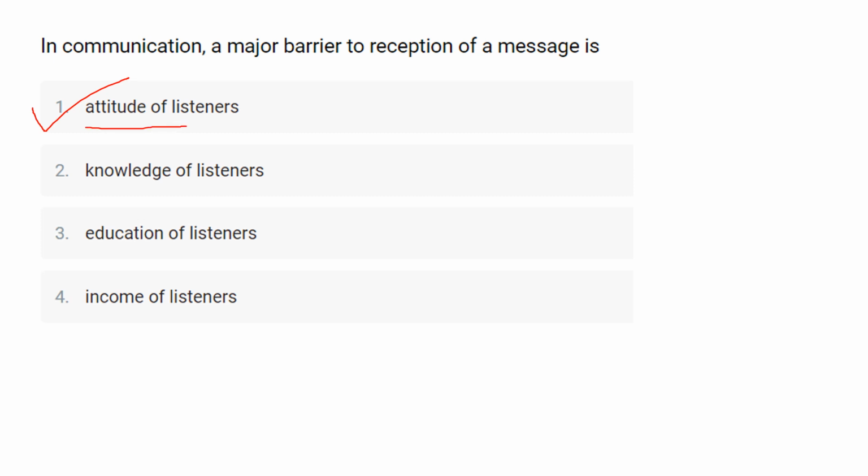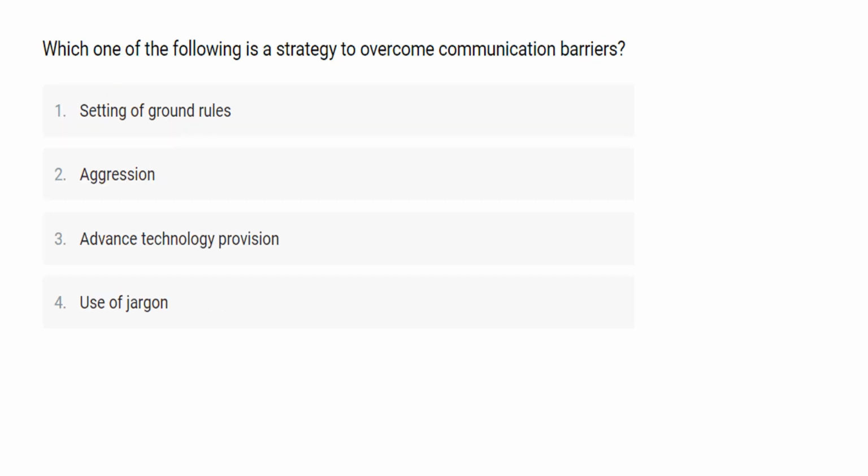Which one of the following is the strategy to overcome communication barrier? So here in this question, the first option is setting of ground rule, second one is aggression, third one is advanced technology provision, and the last one is use of jargon. Okay. So communication barrier is anything that prevents us from receiving and understanding the message.